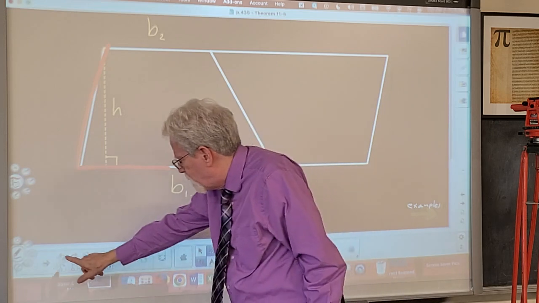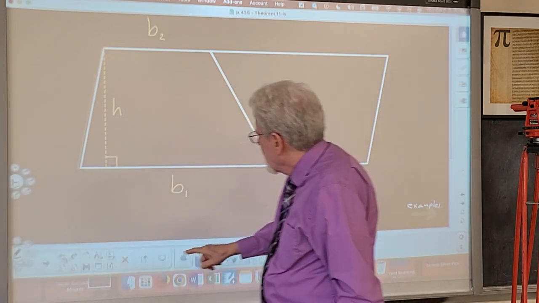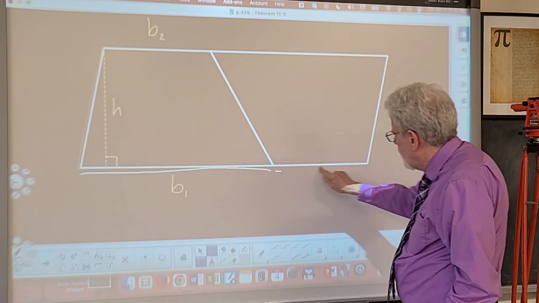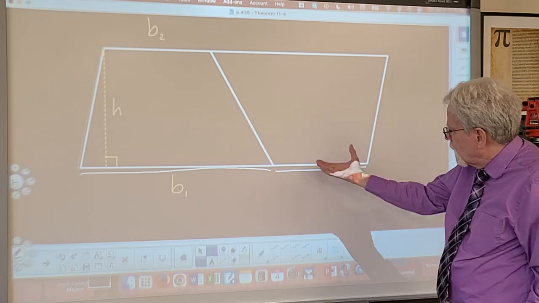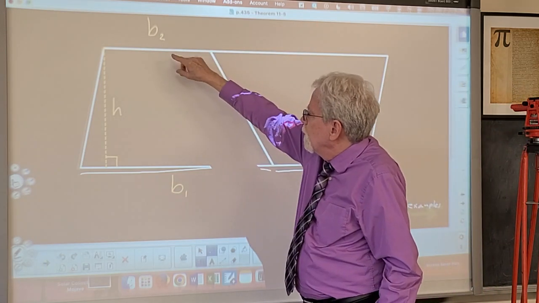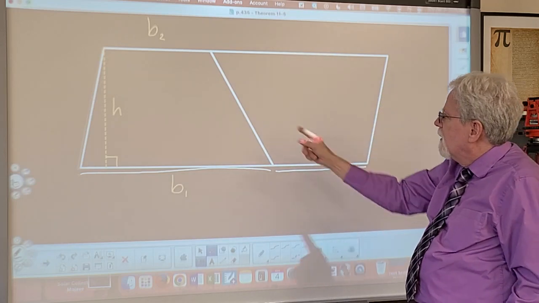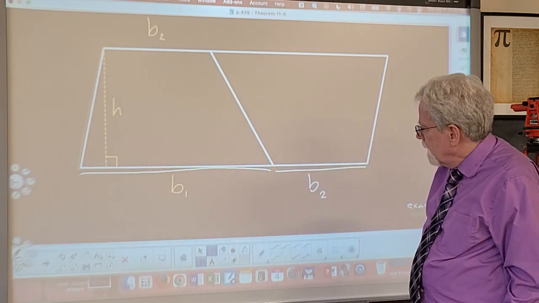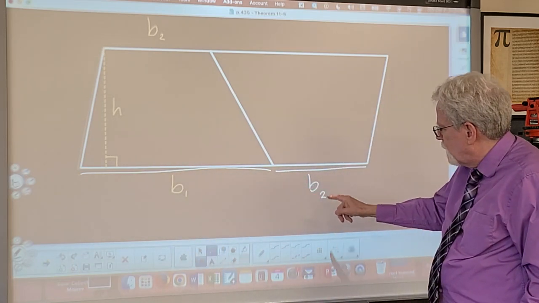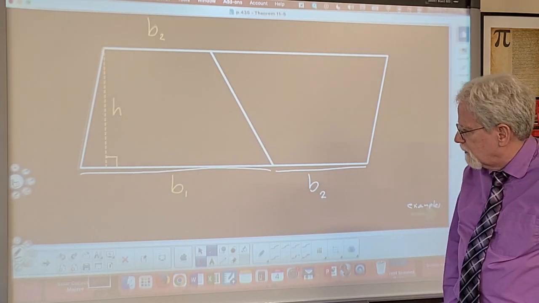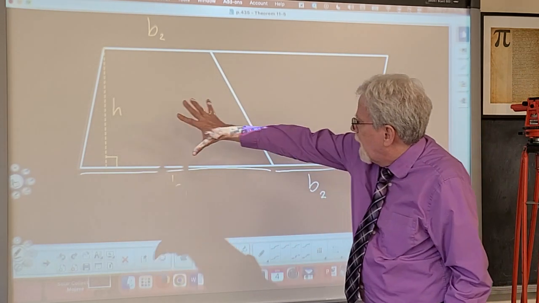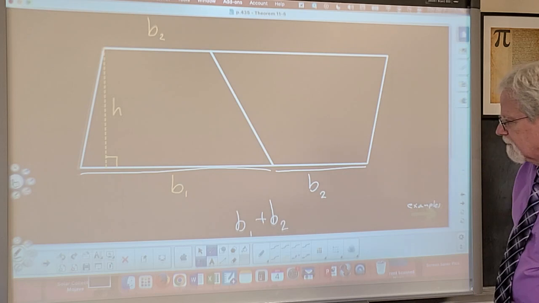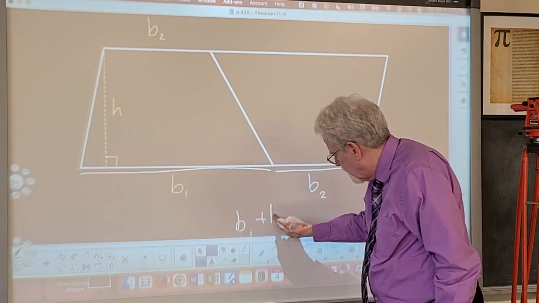So, what in the world is the base of this thing? We know what this is right here. That's B1. What's this? Oh yeah, that's just a copy of B2 that swung around here upside down. This is just B2. So what's my total base? Well, wouldn't that just be B1 plus B2? Yes, you are correct. So the base of this parallelogram is B1 plus B2. That B looks like a lollipop upside down. B2, that's better.